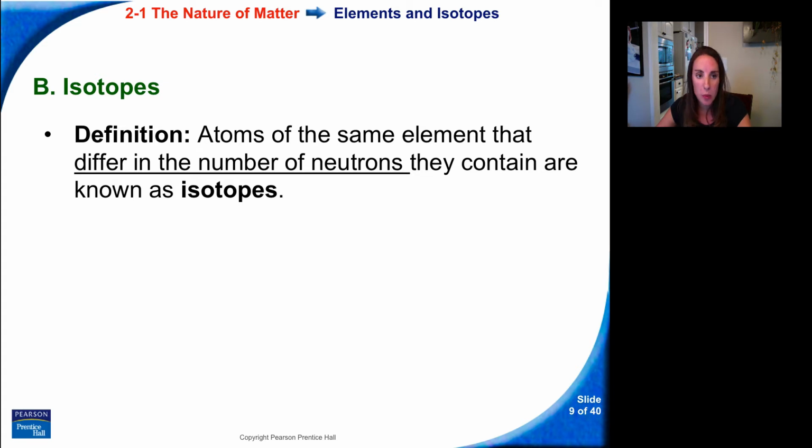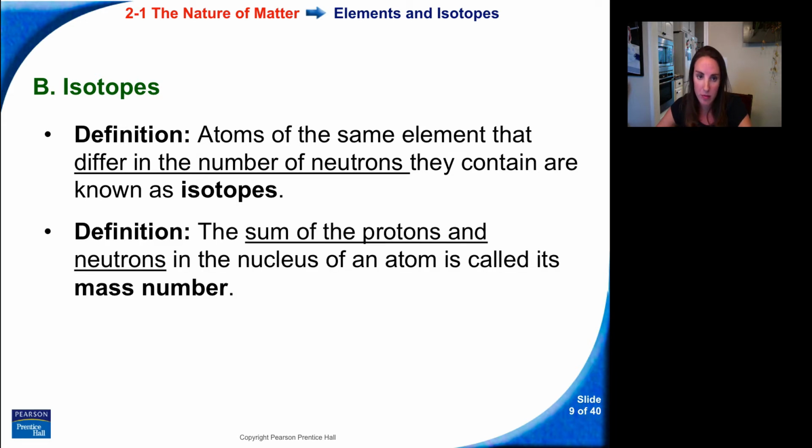So isotopes, atoms of the same element that differ in the number of neutrons they contain, are known as isotopes. The sum of the protons and neutrons in the nucleus of an atom is called its mass number. So if we want to determine what the mass of the element, or the atom, is, you need to add the number of protons and the number of neutrons.